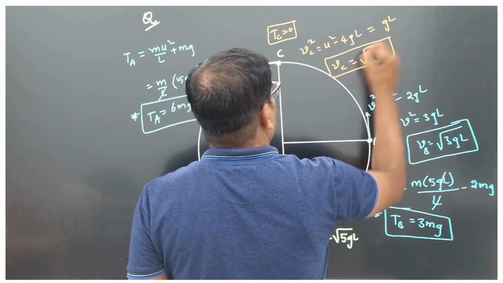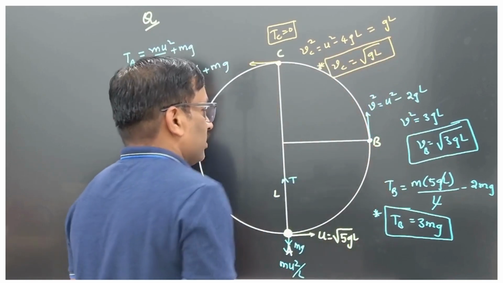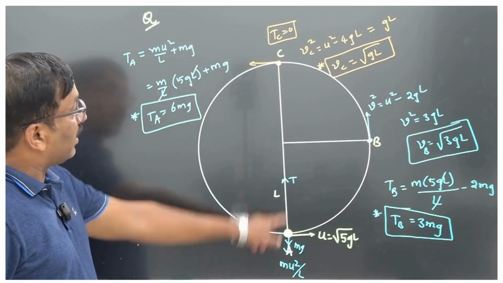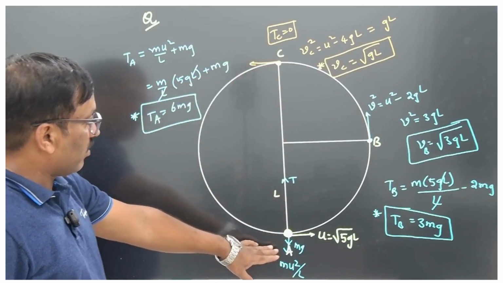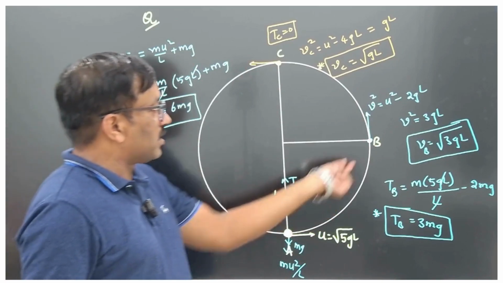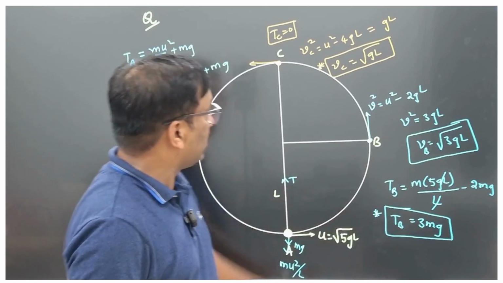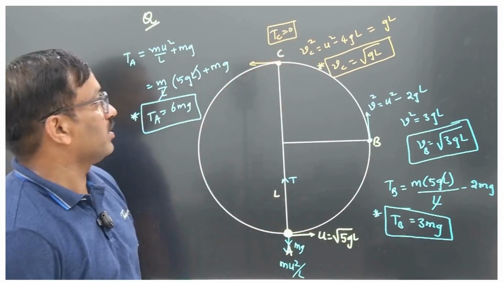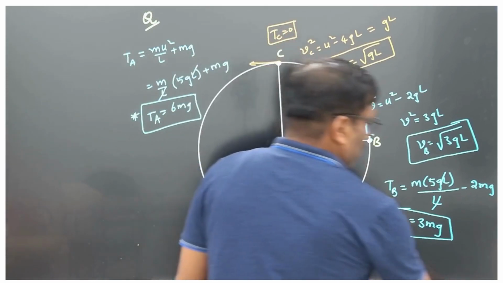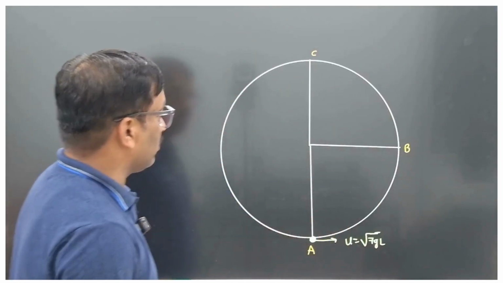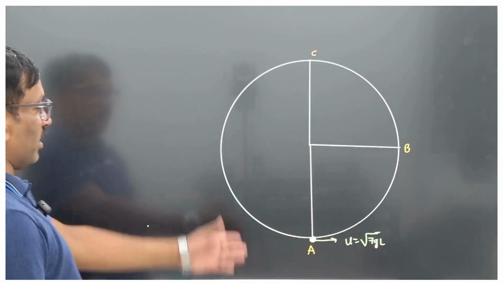This will be the velocity at the topmost point, and tension will be 0. Tension at A will be maximum, 6 mg. Tension at B will be 3 mg. Tension at C will be the minimum, 0. Right? So like this, 3 formulas are enough.